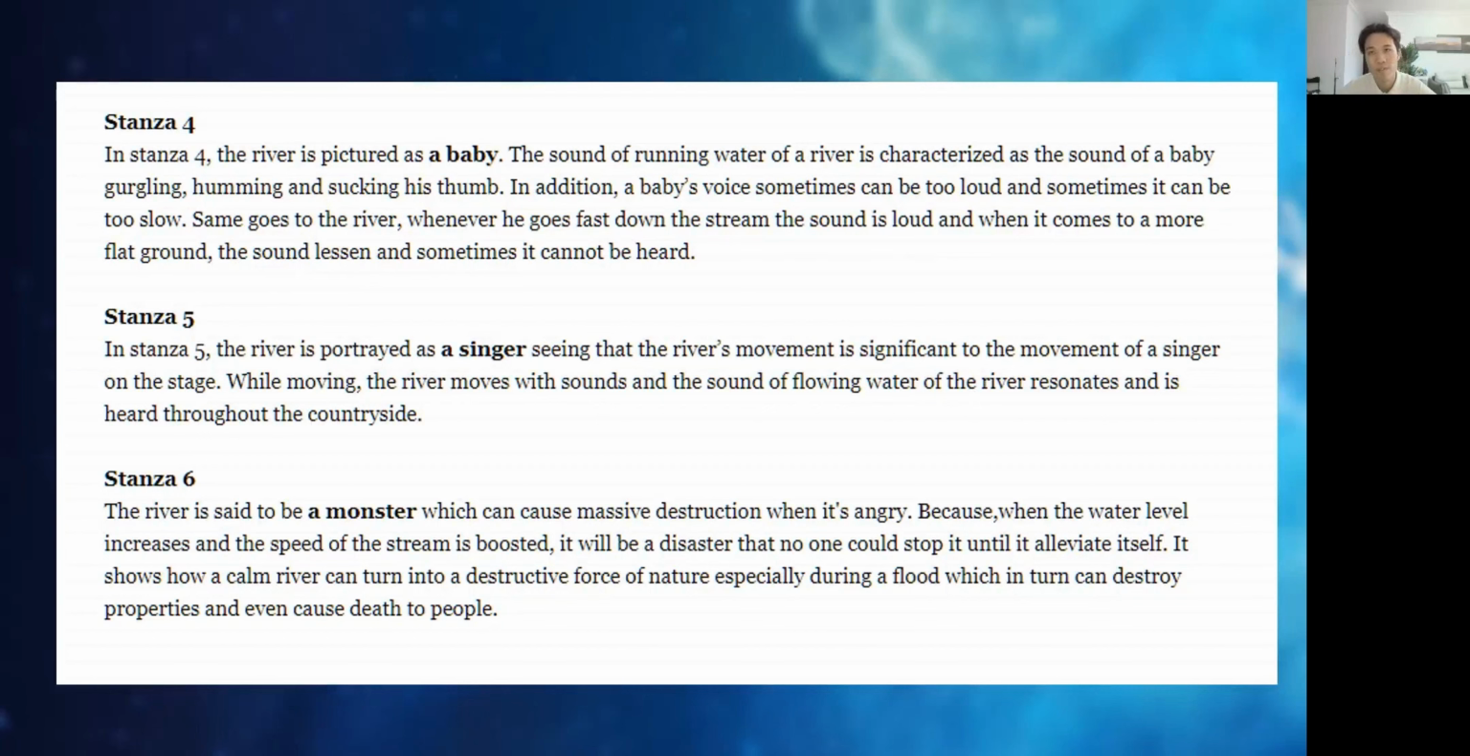It also shows how a calm river can turn into a destructive force of nature, especially during a flood, which in turn can destroy properties and even cause death to people. So that is the scary part of the river. As human beings, from this whole poem, my feeling is we have to respect nature and respect the river so that they will not hurt us.